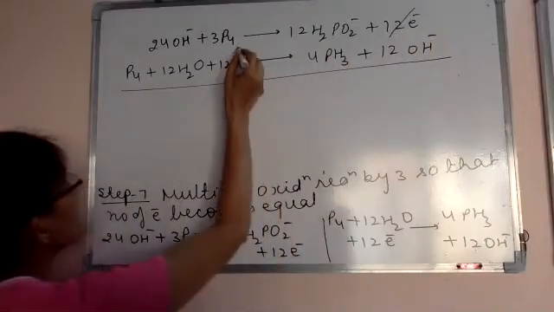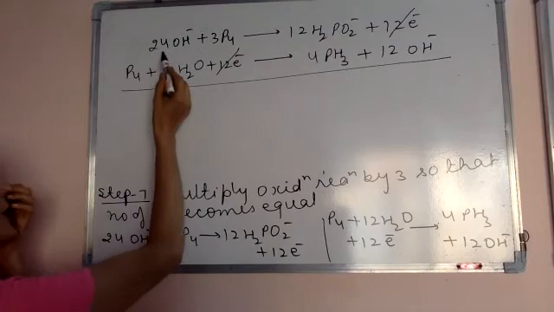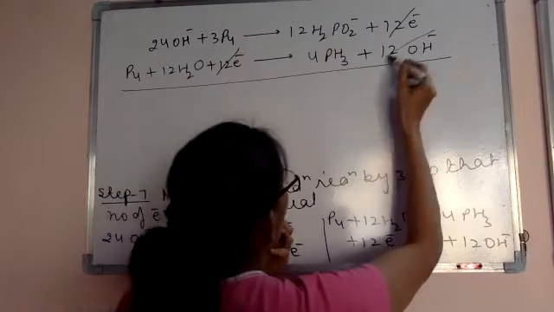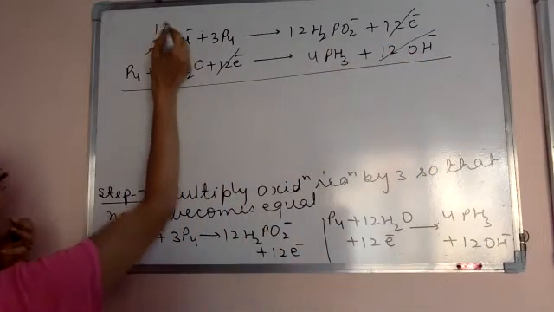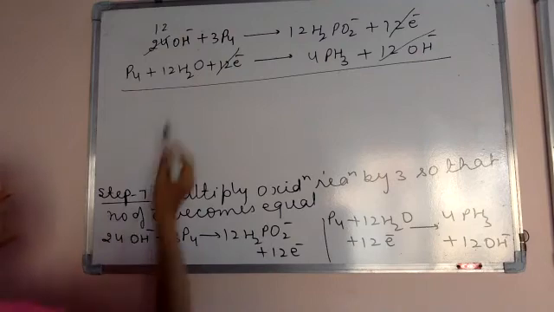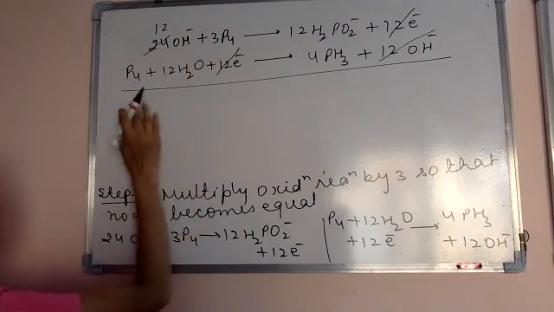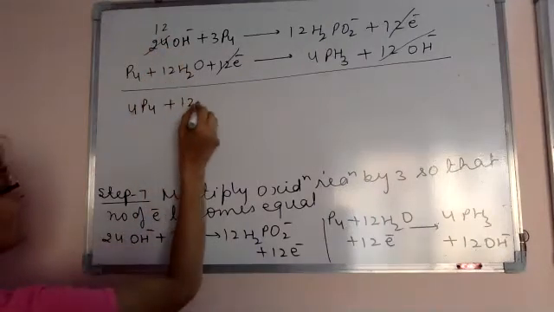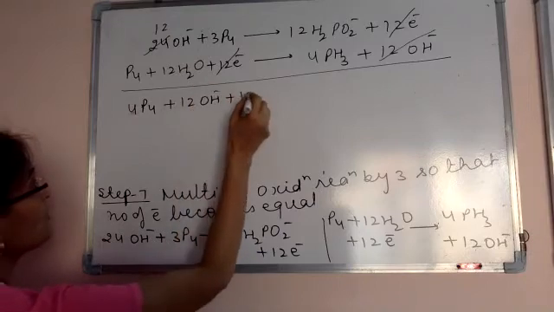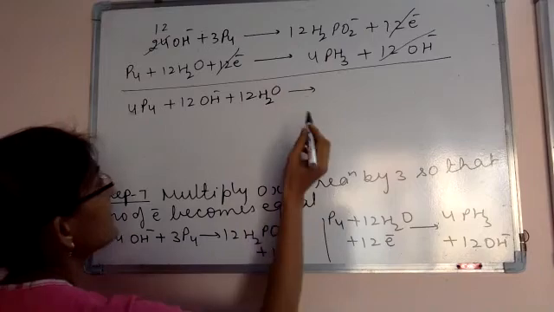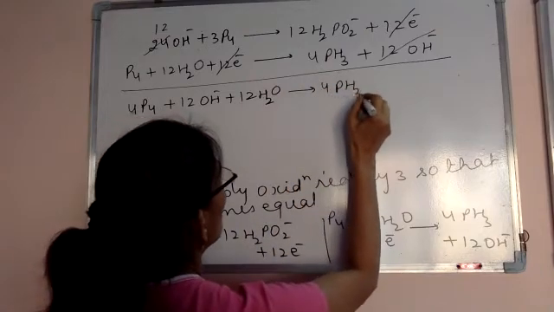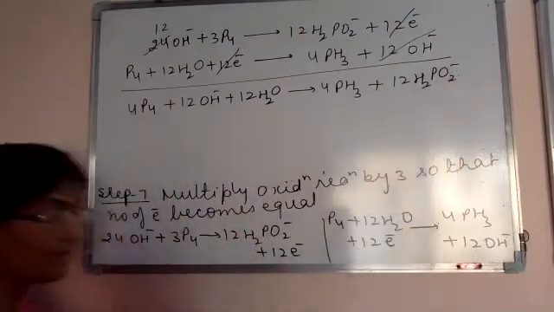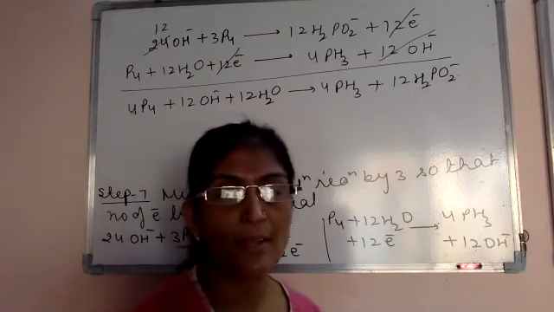If electrons are on both sides they will cancel. Here there is 24OH minus, here there is 12OH minus. 24 and 12, so we can cut the 12 and write 12OH minus here. This 3P4 and P4 can be added as 4P4. So 4P4 plus 12OH minus plus 12H2O gives 4PH3 plus 12H2PO2 minus. This is our balanced redox reaction.